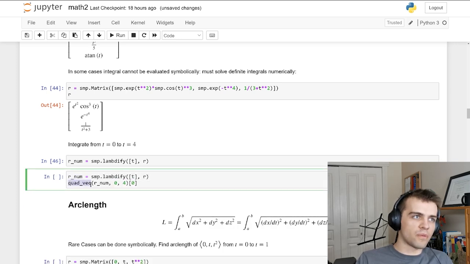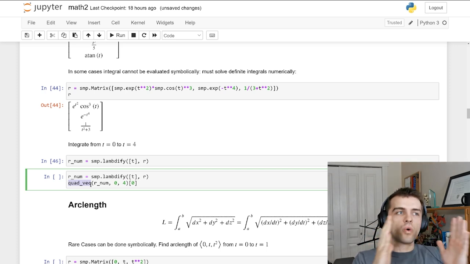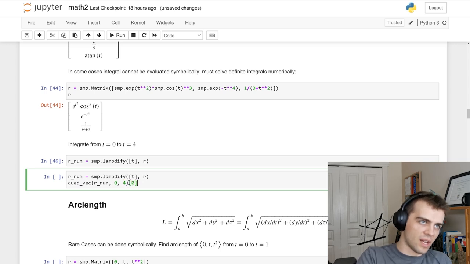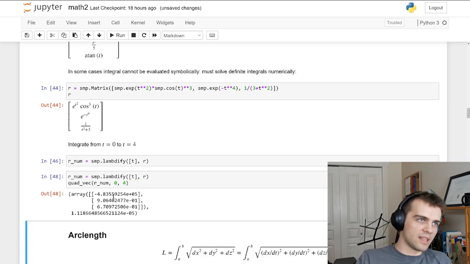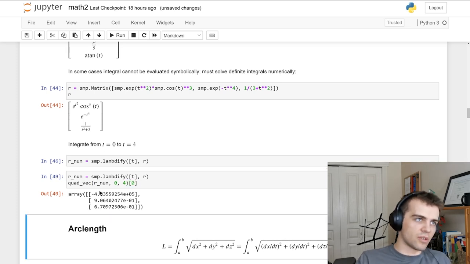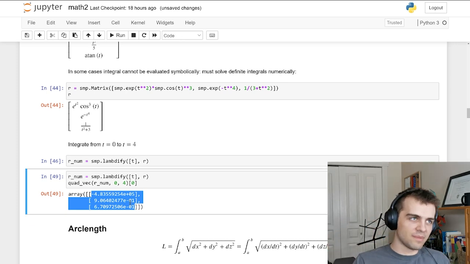And I use quad_vec. So this is a special SciPy integral. It's different than quad because I'm now integrating a vector function. So there are numerical ways to integrate vector functions. So I integrate r num from t equals 0 to t equals 4. And of course, if I just do this, it will give me the integral plus the error. And this just gives me the integral. And, you know, because you're integrating a vector, you get a vector, right? And that's what's returned here.